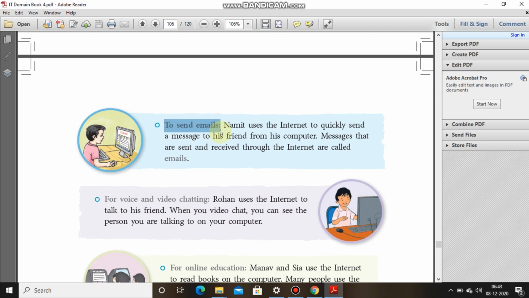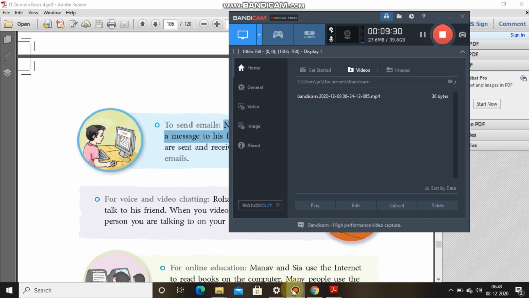If in the previous time a letter was sent from America to India, it would take time to reach you. But in today's scenario, if we send a mail, whether it is to USA, Canada, Russia, or anywhere else in the world, it will reach him within a few seconds. The condition is they should have a proper internet connection. So Namit uses the internet to quickly send a message to his friend from his computer. You have seen nowadays WhatsApp and many messaging apps, which help to deliver the message to a person who is sitting thousands of miles away from you within a few seconds.